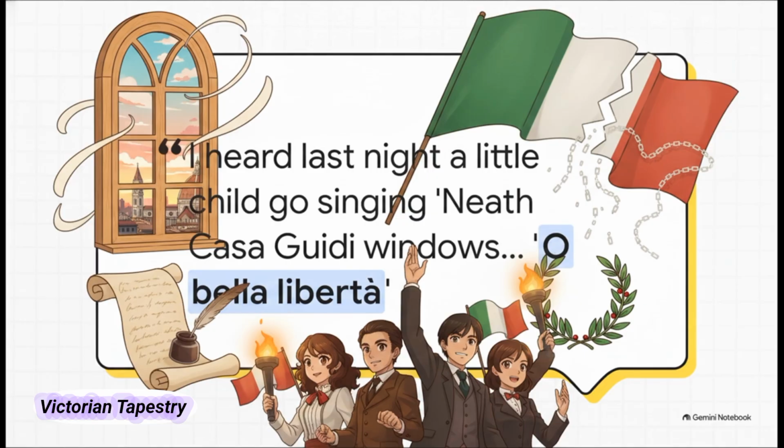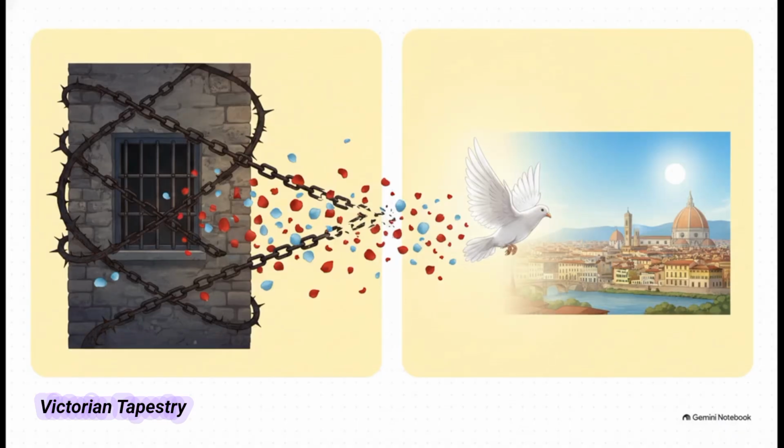Notice that phrase, "O bella libertà," beautiful freedom. She isn't just writing quaint, polite parlor poetry, she is engaging directly with political revolution and the deep human desire for liberty. And what's fascinating is that her own life perfectly mirrored the era's overarching transition.